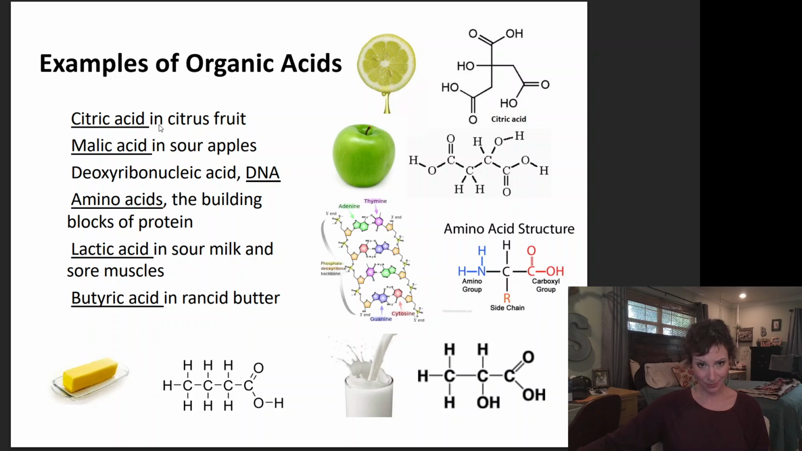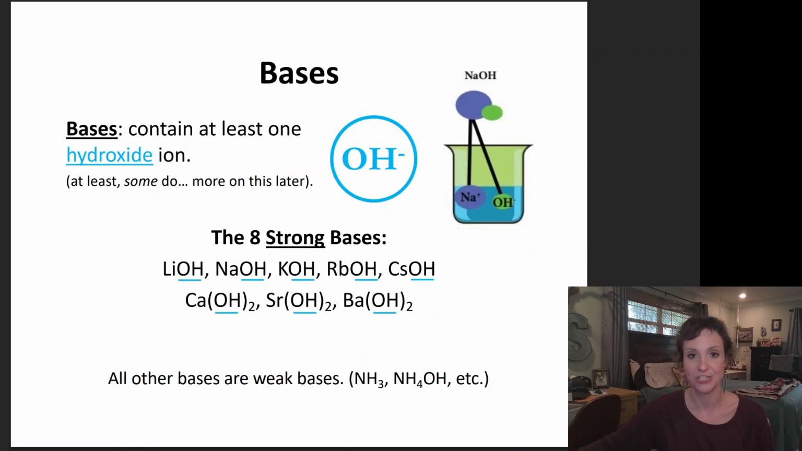Citric acid is an example of an organic acid. Oh my gosh, that's like the citrus flavor. Malic acid in sour apples, y'all. Deoxyribonucleic acid, DNA. It's an acid. It's got that carboxylic acid group. Amino acids. Whoa, look at this. This is crazy. The building blocks for my proteins. Lactic acid in sour milk and sore muscles. Butyric acid in rancid butter. Lots of cool stuff coming from these organic acids, which is really fun.